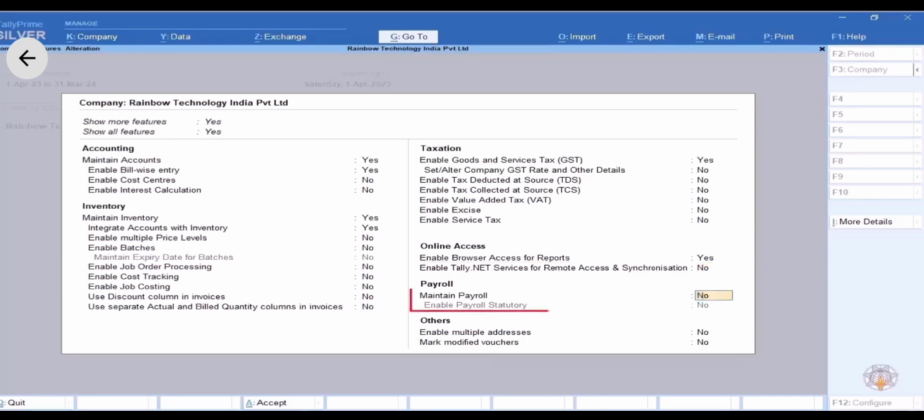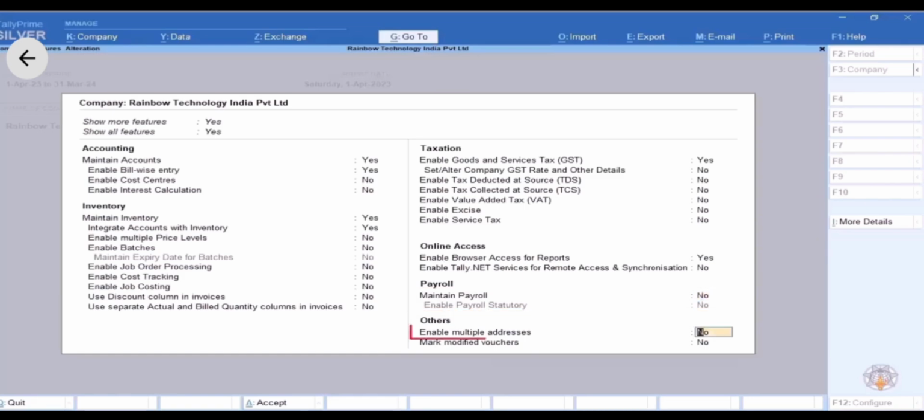Payroll. Maintain payroll. In Tally data, employee salaries can be maintained through accounting, inventory, and taxation features as well as payroll features. In Tally Prime, payroll statutory feature along with applicable taxes in payroll can also be easily maintained.